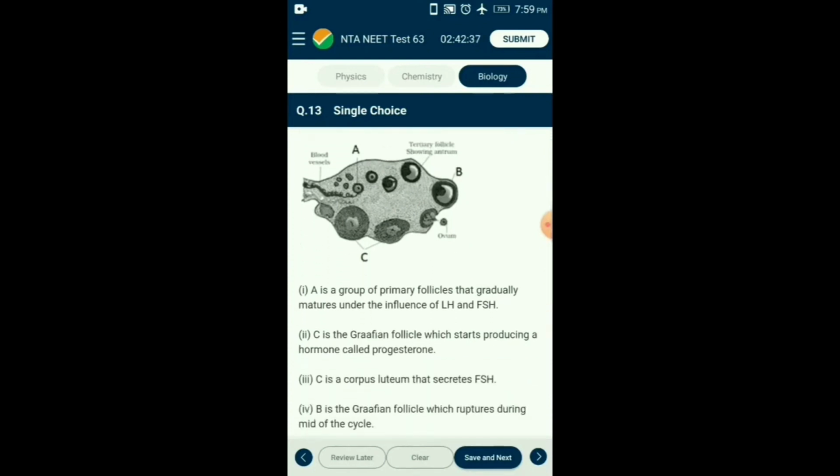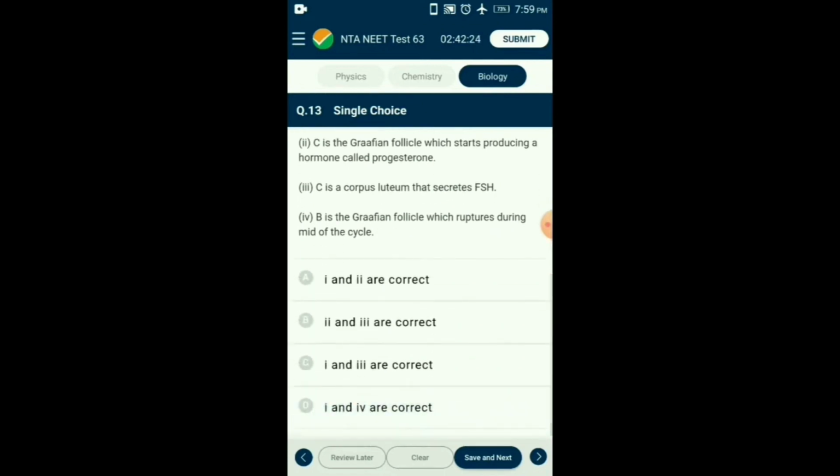If fertilization does not occur, the corpus luteum involutes to form the corpus albicans that is filled with fibrous tissue. So the answer for this question is option D. From the given four statements, first and fourth statements are correct.